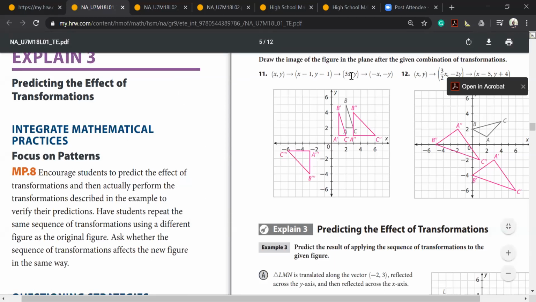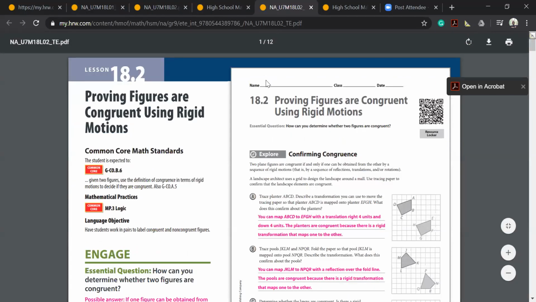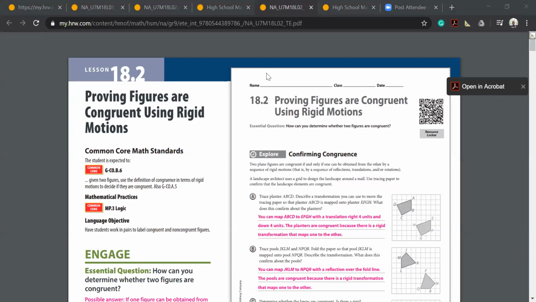And then I have to multiply X by 3. Okay, let's do it. Let's multiply X by 3.